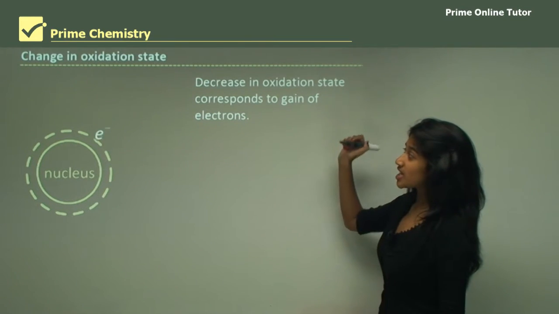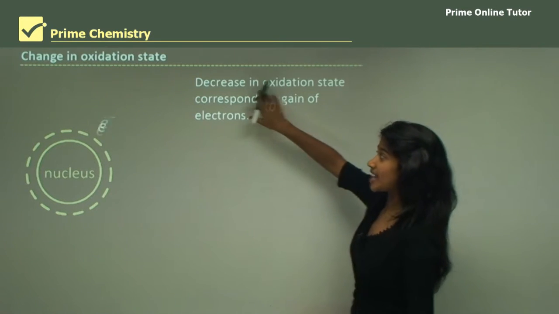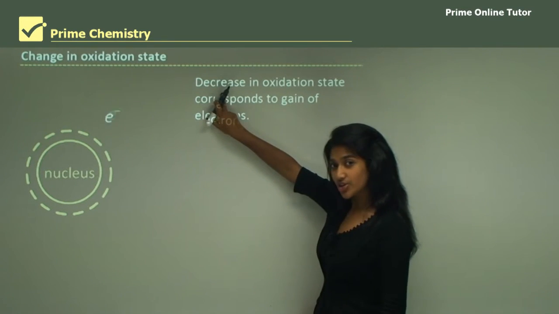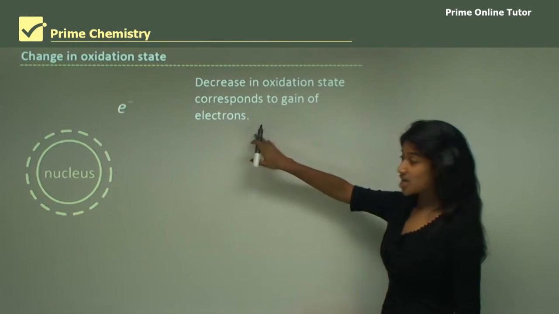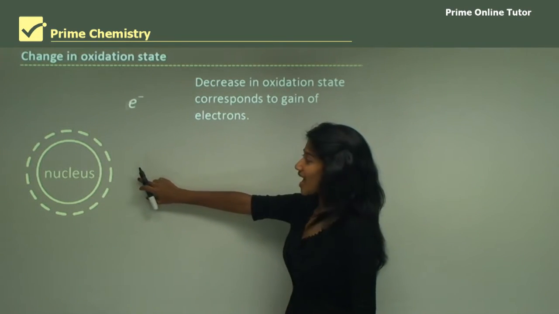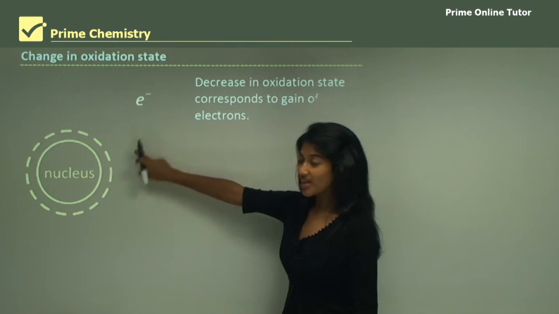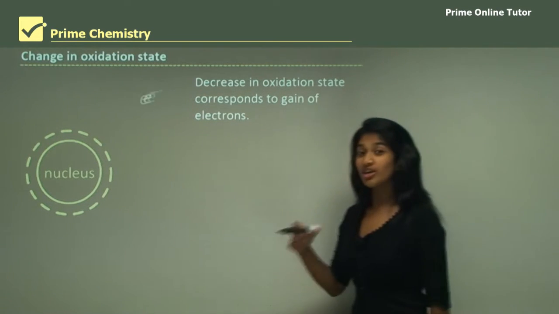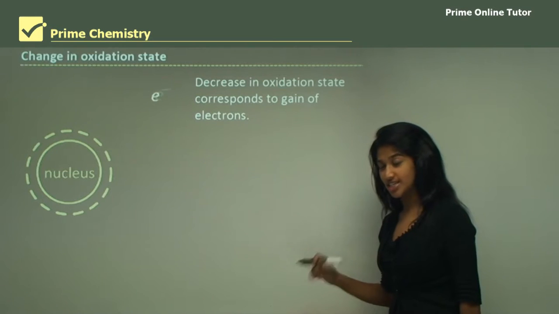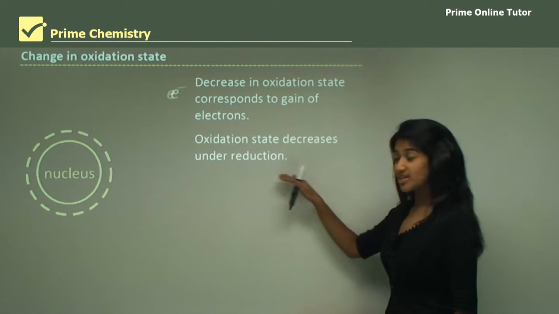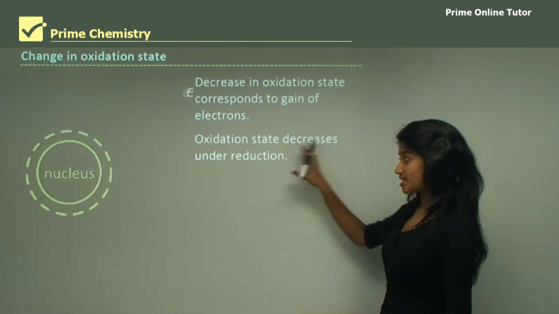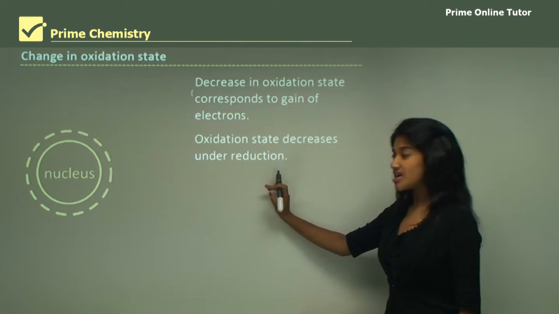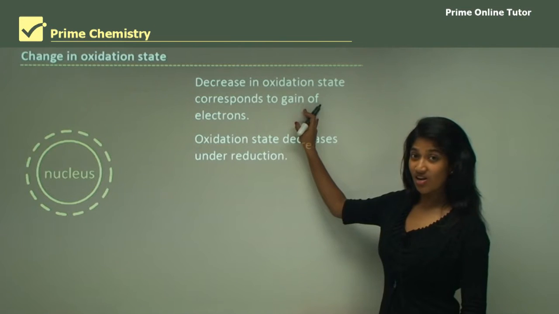Now, a change in the oxidation state where the oxidation state decreases is when an electron is gained. So, for example, here the atom gains an electron, and when it gains an electron, the oxidation state decreases. This process is called reduction. So the oxidation state decreases under reduction, and we learned that reduction is a gaining of electrons.